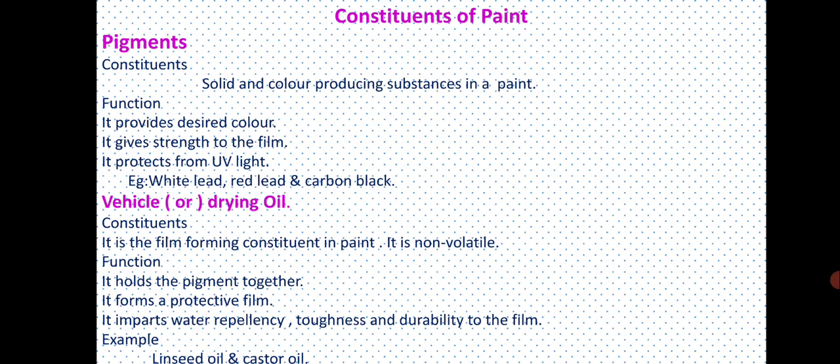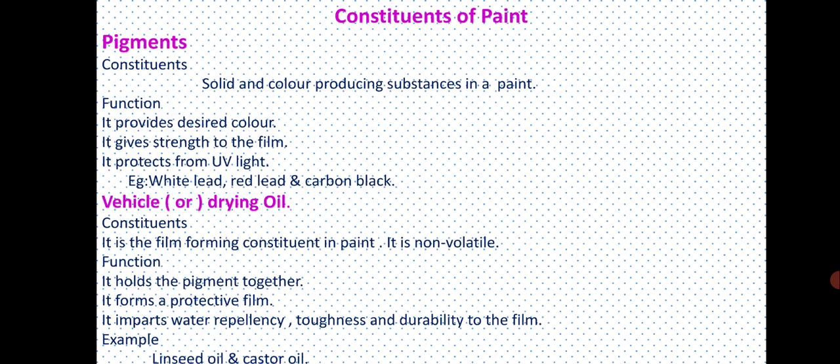Next one, that is the constituents of paint. What is pigment? Pigment is a solid and color producing substance in a paint. What are the functions of pigments? It provides the desired color. It gives strength to the film. It protects from UV light. Examples: white lead, red lead and carbon black.